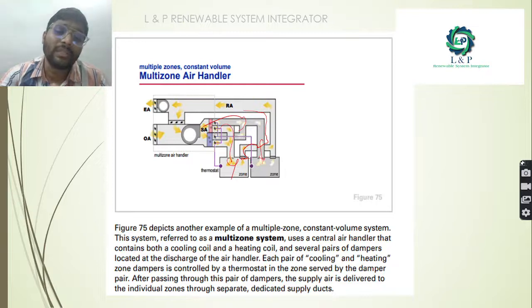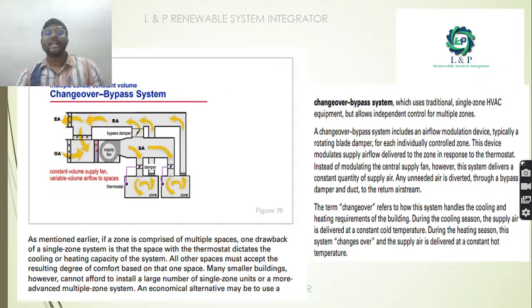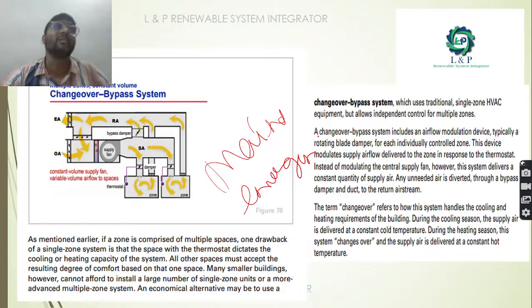In the multi-zone system, it is very important on the return air side, and also the air which is going to the external environment is the external air, outside air. Changeover bypass switch. When will we be using this changeover bypass? Most importantly, if there occurs any sort of maintenance or any sort of emergency purpose, we might be using the changeover bypass system.